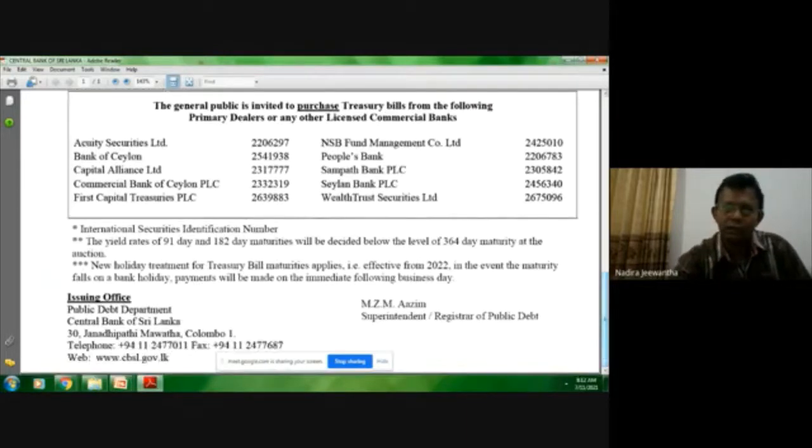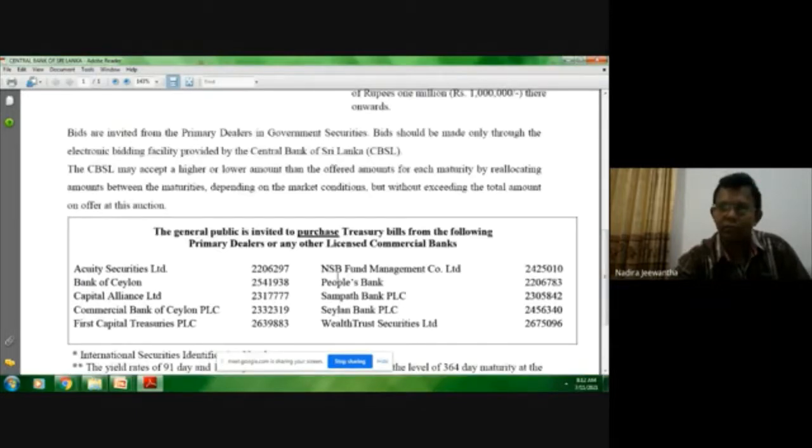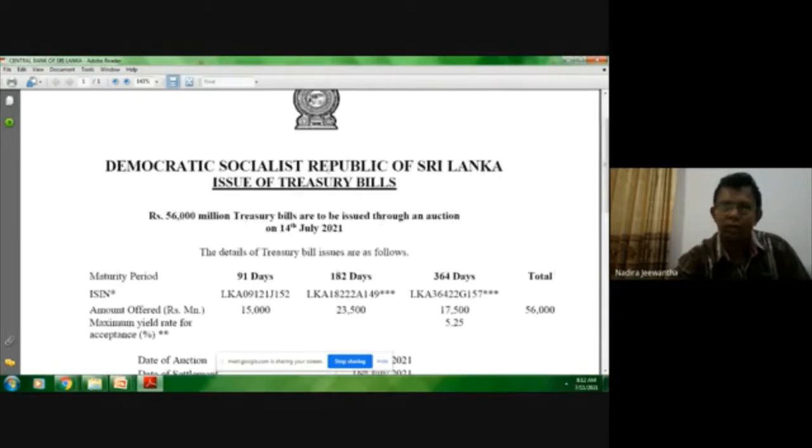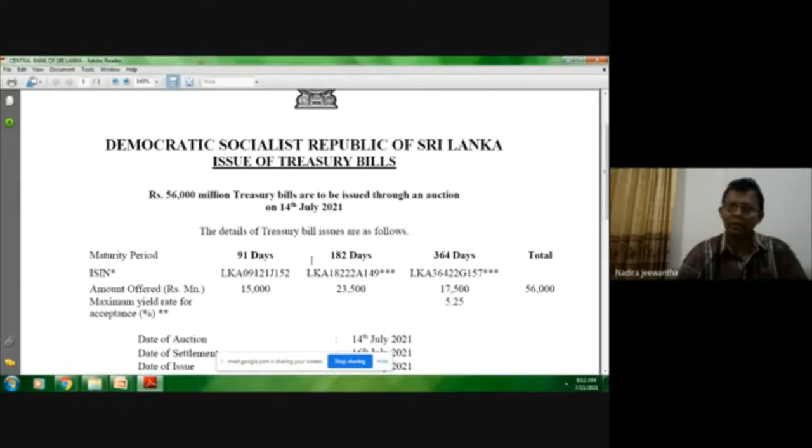Now see, the issuing office is the Public Debt Department, Central Bank of Sri Lanka. The Democratic Socialist Republic of Sri Lanka issue of treasury bill: the Central Bank's Public Debt Department issues on behalf of the government. Why does the government issue treasury bills? To take LKR funds to the government. This is the instrument they are using. They don't borrow from us.